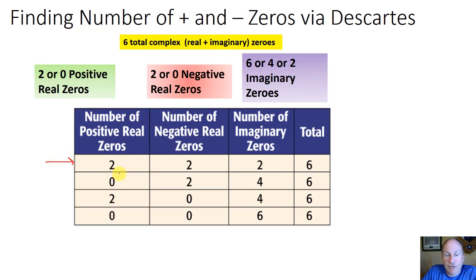If we had 2 positive real zeros and 2 negative real zeros, that would make 2 imaginary zeros for a total of 6. We're adding up the totals along the row. Another possibility is that we have 0 positive and 2 negative. That leaves 4 imaginary. The imaginary is kind of the remainder. Then if we have 2 positive and 0 negative, we would have 4 imaginary zeros for the total of 6. And then we could possibly have no positive or negative at all, which would leave 6 imaginary zeros. These are the 4 possibilities for this particular polynomial.